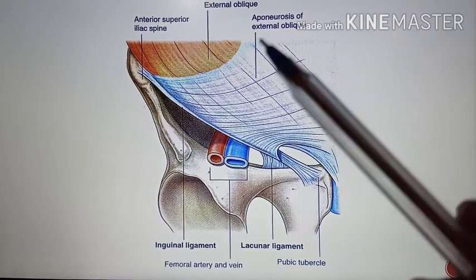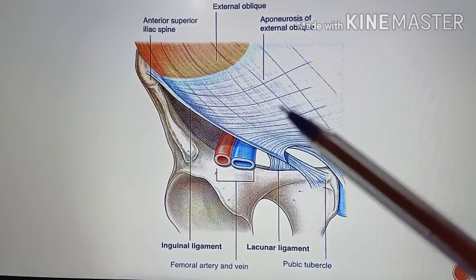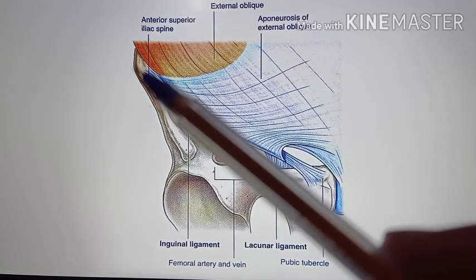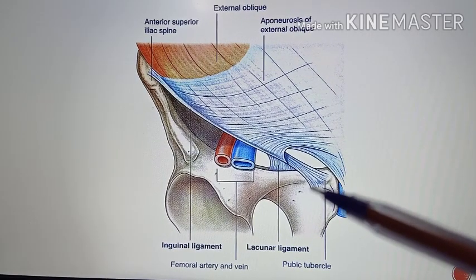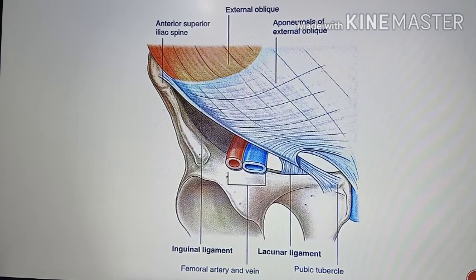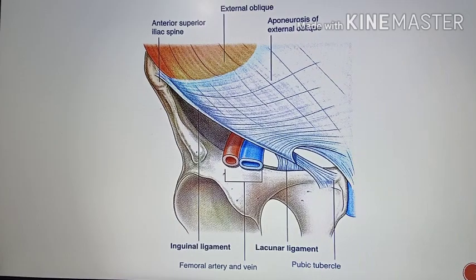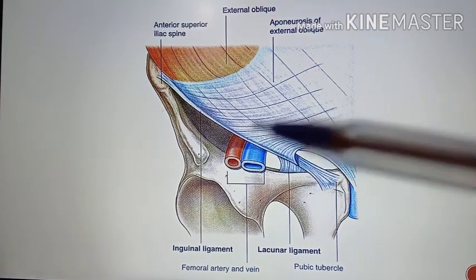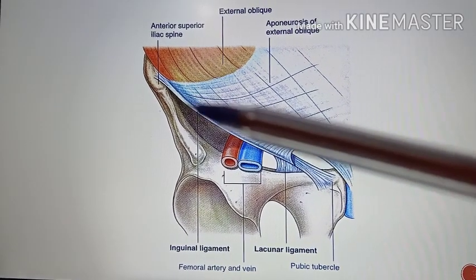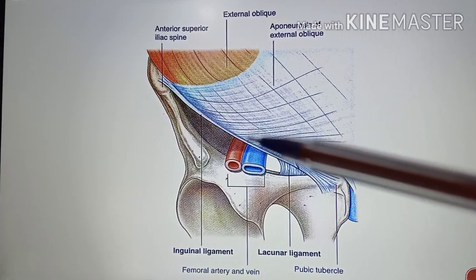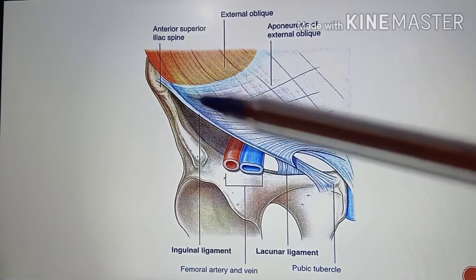In this picture you can see the external oblique muscle, then its aponeurosis, then the hip bone, with the anterior superior iliac spine and the pubic tubercle. Coming to the other features related to the external oblique muscle, one is the free lower border of the aponeurosis of external oblique. This lower border is thickened and rolled inwards on itself to form the inguinal ligament.